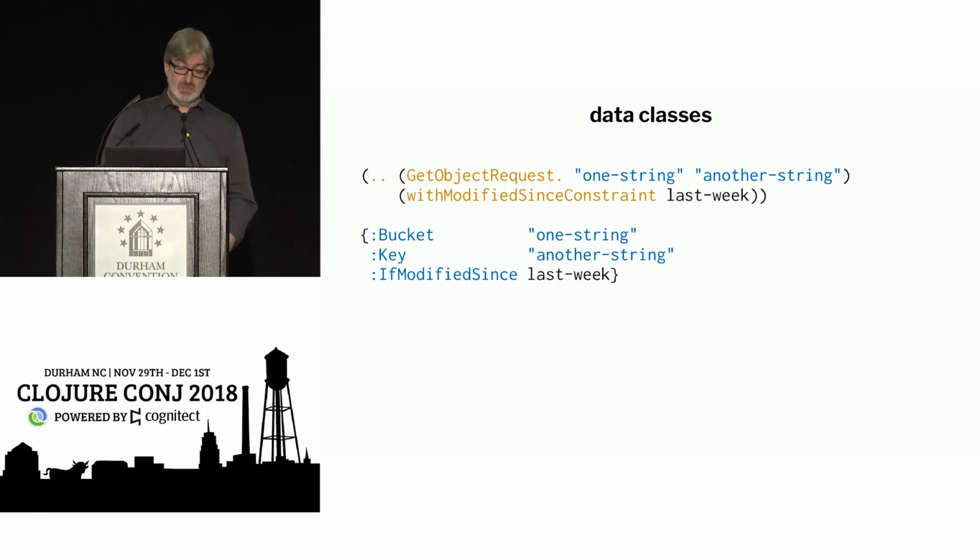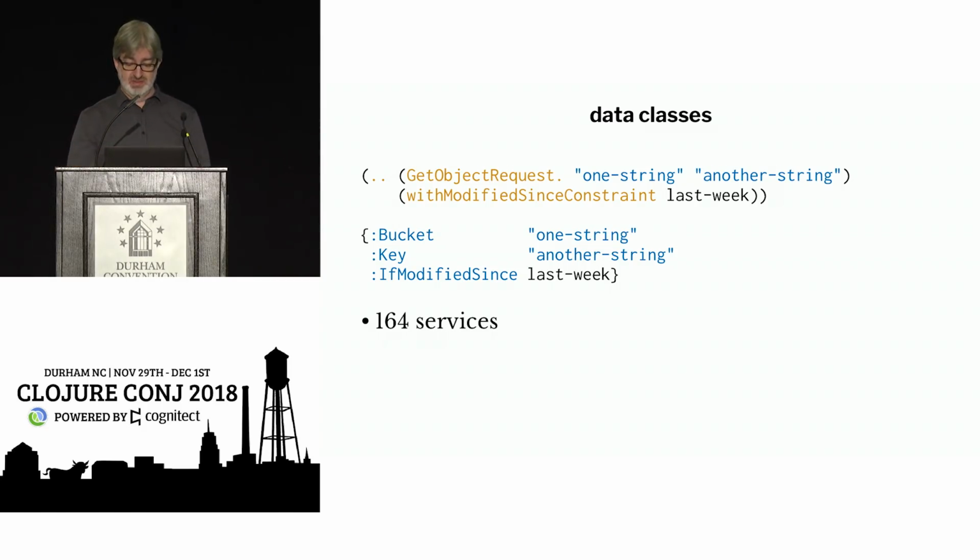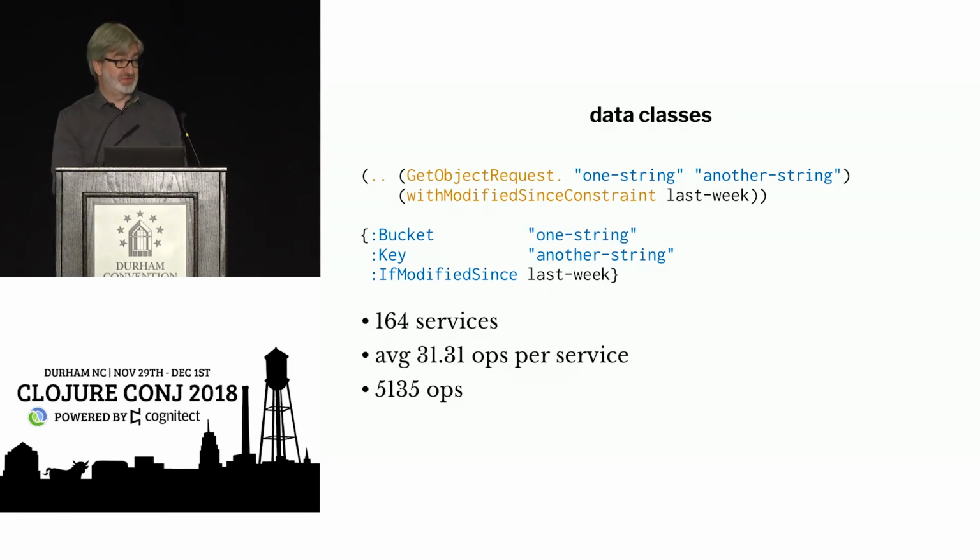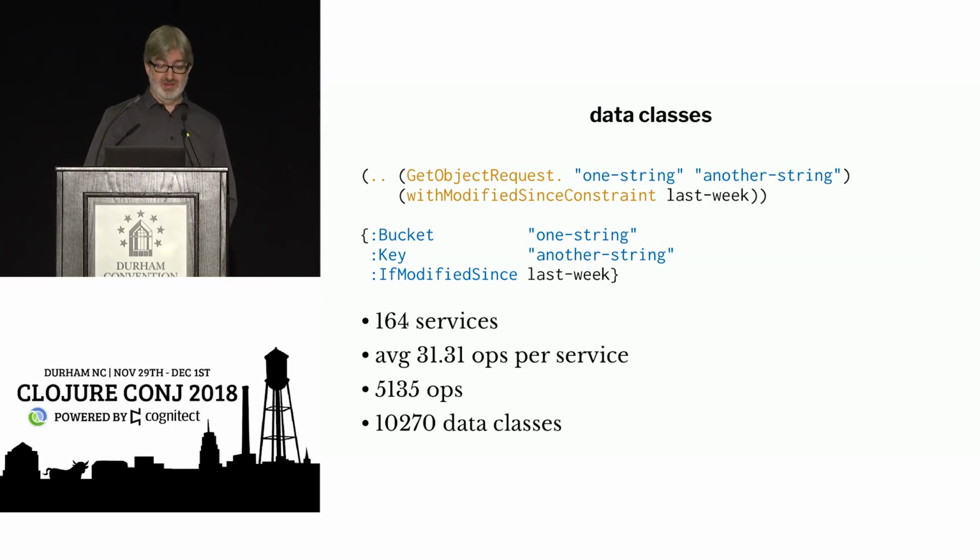So it turns out that there are 164 different Amazon services. And there's an average of a little over 31 operations per service. There's more than 5,000 operations that you could do. So I don't know if this is actually true because I don't know that you have returns for every one, but somewhere in the region of 10,000 data classes. And by the way, I know these numbers not because I went mining the Java SDK, but we'll come back to that a little bit later.